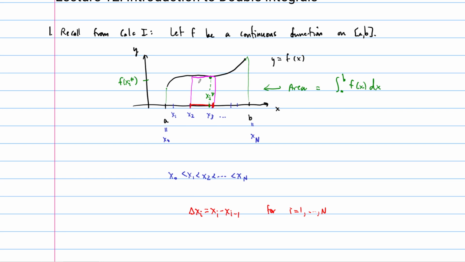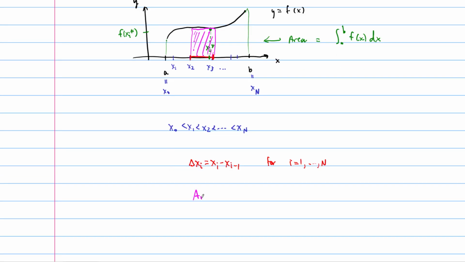Now we compute the area of this rectangle. Call it A sub i. This is equal to the height of the rectangle, f at x sub i star, times the base of the rectangle, which is what we call delta x sub i. And the area of the whole thing is approximately equal to the sum of these A sub i's, which is the sum as i goes from 1 to n of f of x sub i star times delta x sub i.